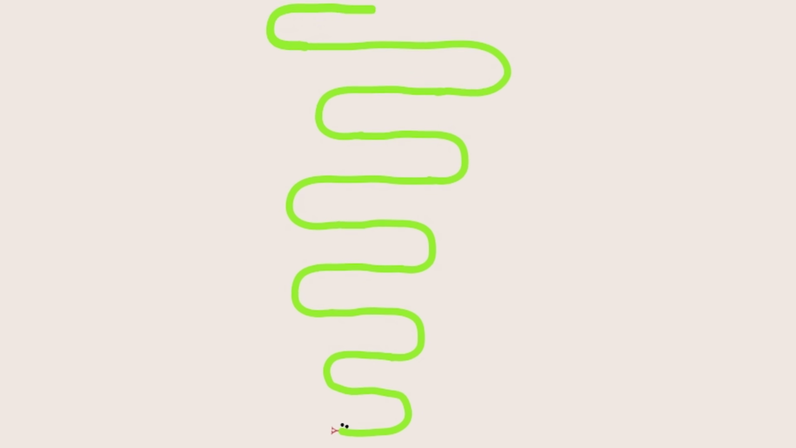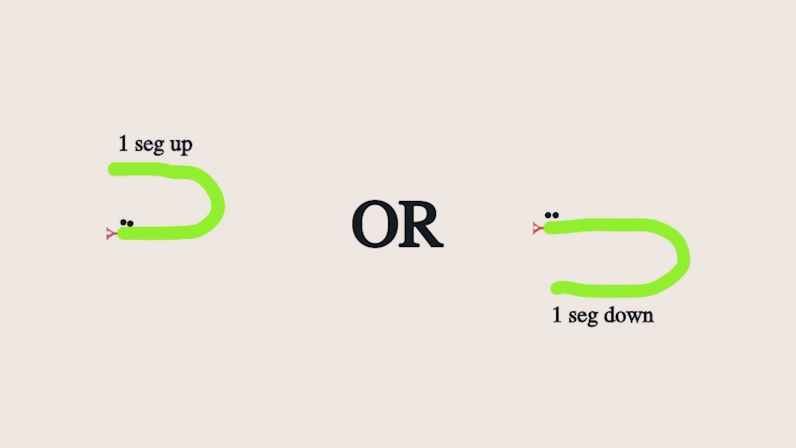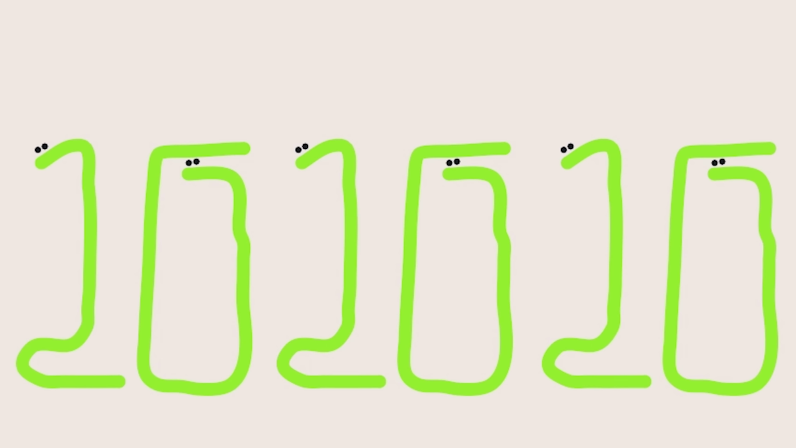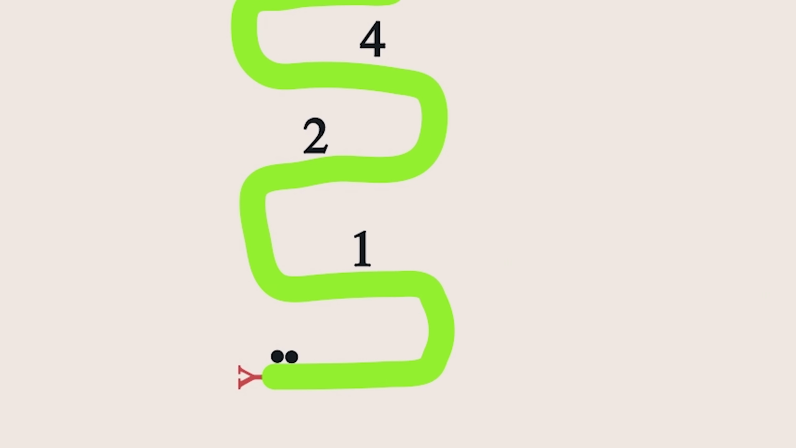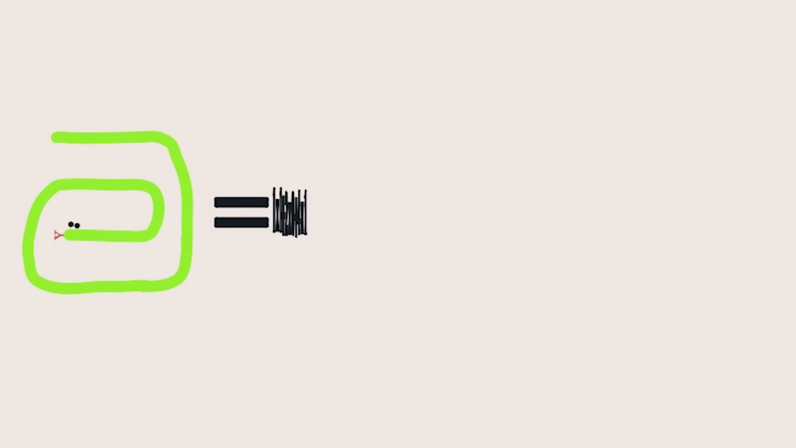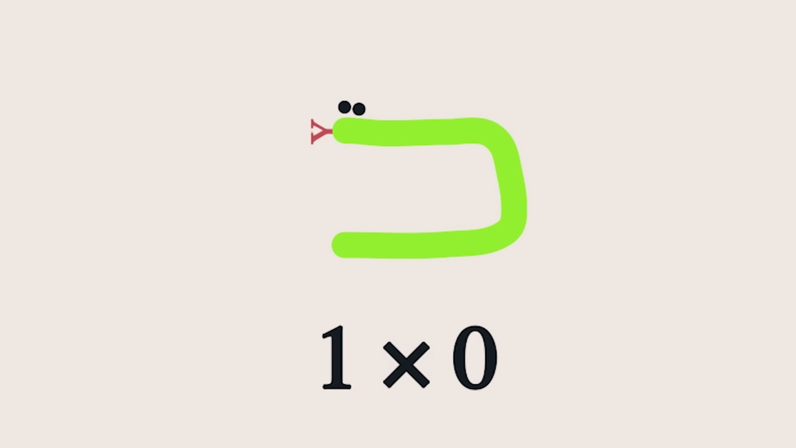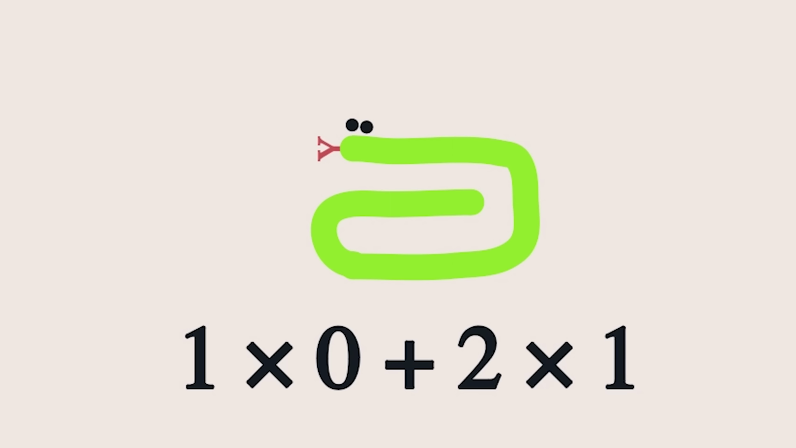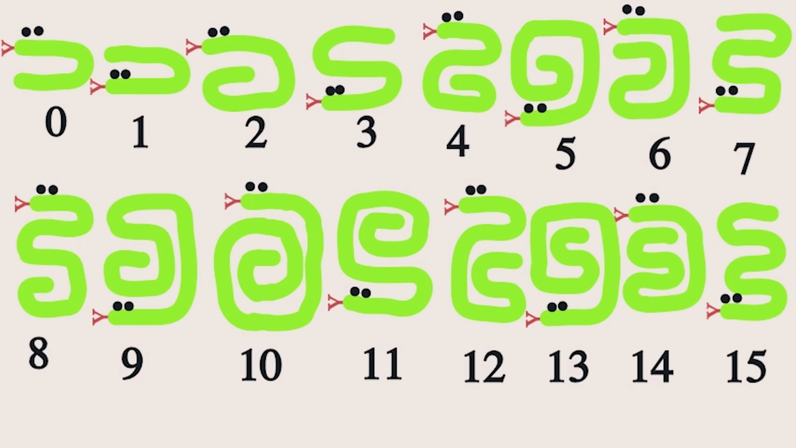If you have a system where you can have a theoretically infinitely long list, and we have a series of things that can be in one of at least 2 states, that means that we can write a binary with this. Let's say that each new segment represents the previous segment multiplied by 2. If it coils up, it's multiplied by 1. Otherwise, it's multiplied by 0. The total number of the snake is equal to the sum of all its segments. So this would be 0, this is 1, this is 2, and so on. Here's 0 through 15 as snakes.